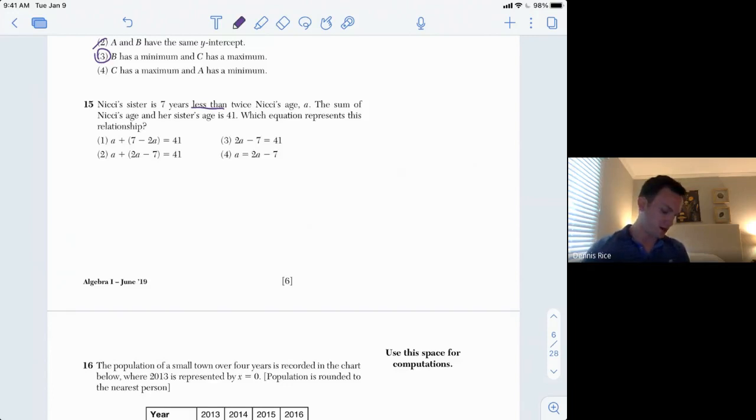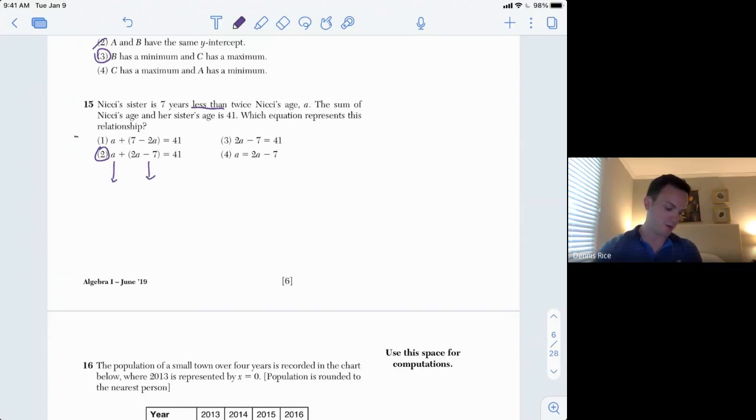And the sum of their ages is 41, so we want to add them up. So for number 15, we should get choice 2. Choice 2. So Nikki is A, right? That's Nikki's age. 2a minus 7. 7 years less than twice her age.